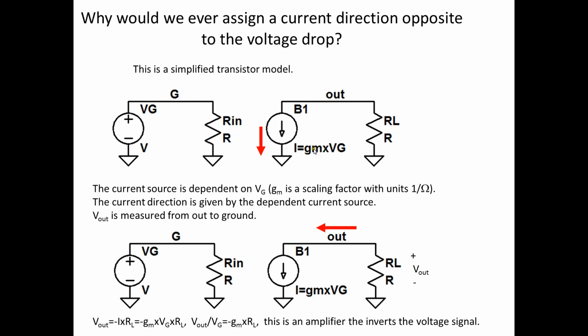That's a simplified transistor. Now, V out of the transistor is measured from V out to ground because that's how we're defining it. V out is a positive voltage to ground, which is the negative. Well, if I substitute V out equals minus the current times RL, and if the current equals GM VG, I can substitute in that. I get minus GM times VG times RL. And then if I want to know the gain, I just divide V out by VG in this equation, and I get minus GM RL. And what this means is that there's a gain in this circuit, but it also inverts the voltage signal.